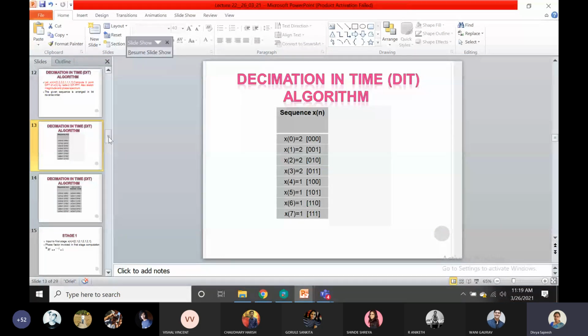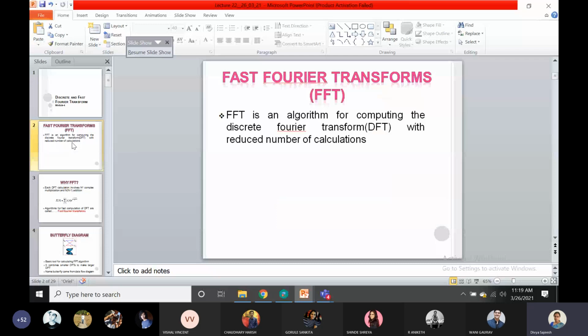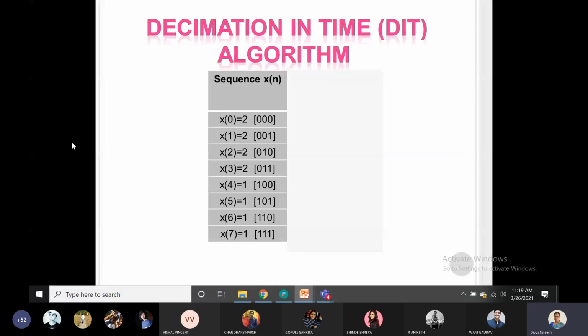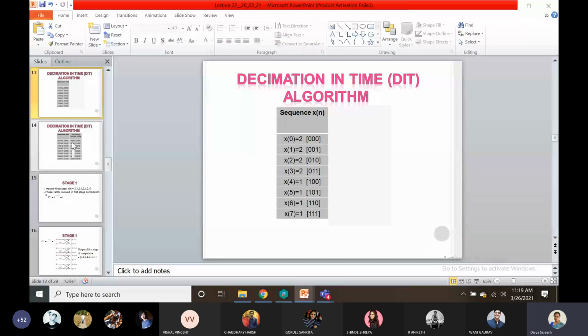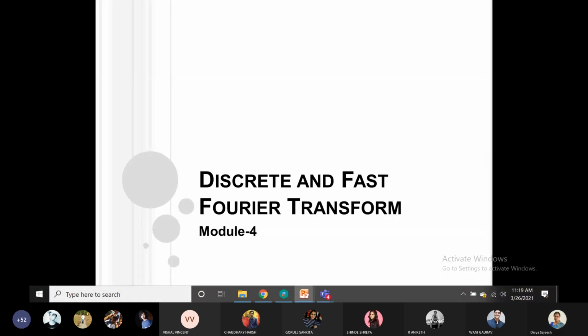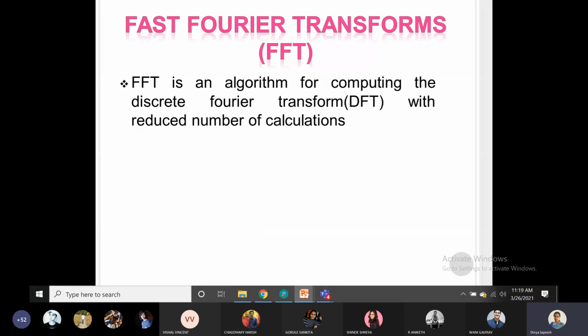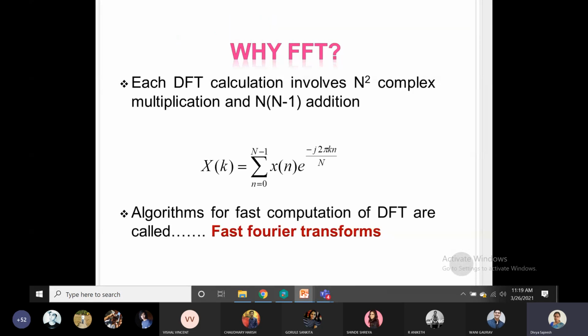So before starting with that numerical, let us go back again. The fast Fourier transform is meant for the DFT calculations. These are the algorithms developed for the DFT calculations. DFT is transforming your time domain sequence into the discrete frequency domain. It will make your calculations faster.